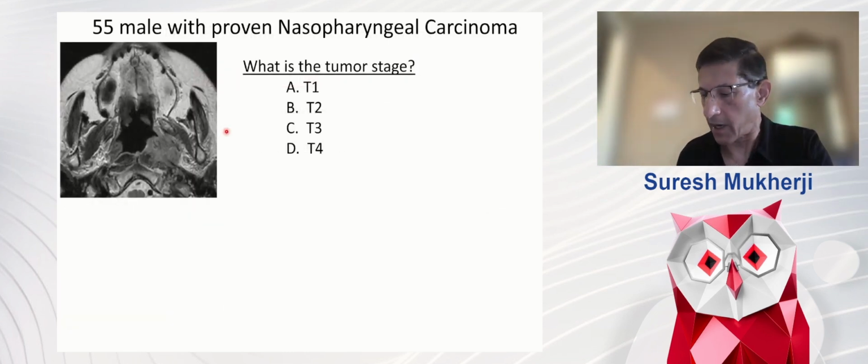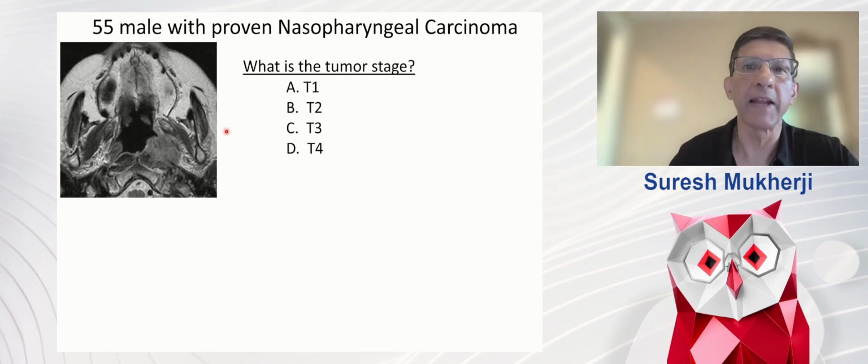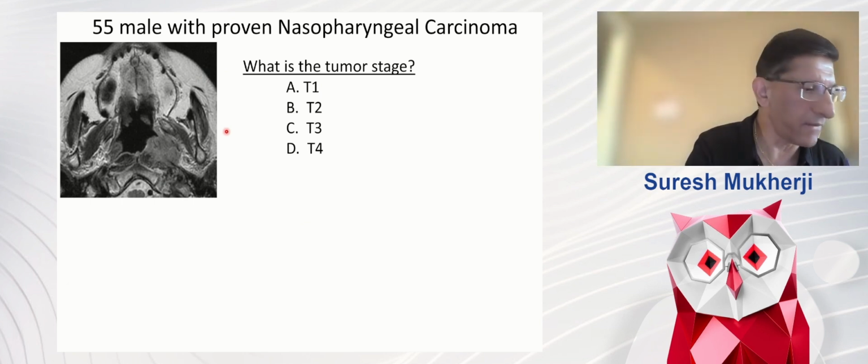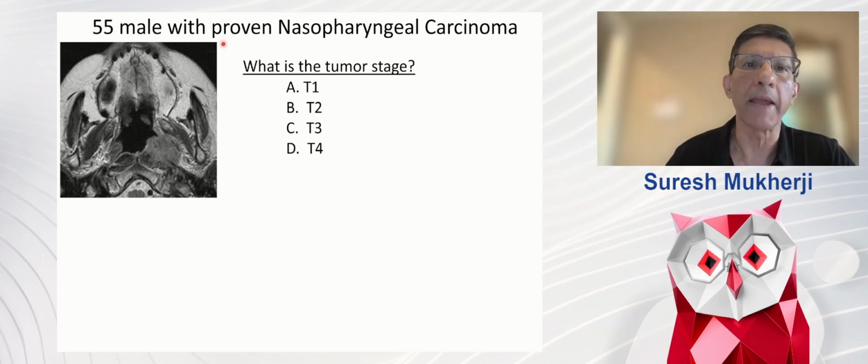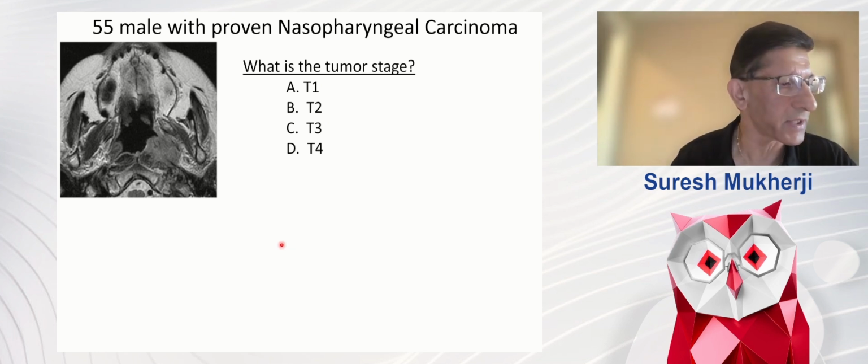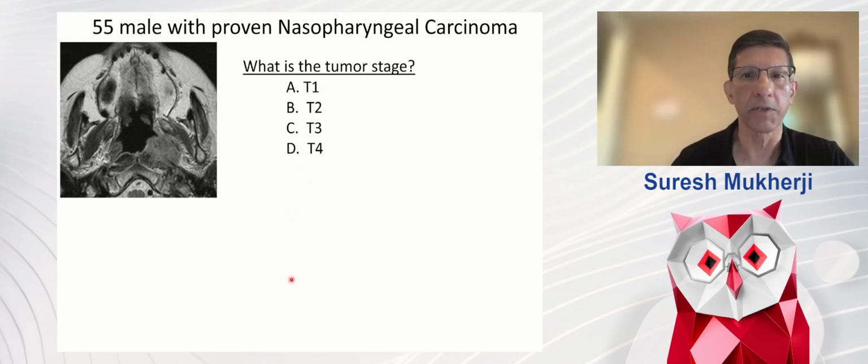So that's my regular talk, and now I have about 17 minutes left, and I'm going to go ahead and start with the various interactive cases. So hopefully I can get this thing to work. And this is the first question that I have for my polls. So this is a 55-year-old male with proven nasopharyngeal carcinoma. So what I want you to do is identify what is the tumor stage. We spent a lot of time going through this tumor staging. So what I'd like you to do is tell me what stage do you think this tumor is. Is it T1, T2, T3, or T4?